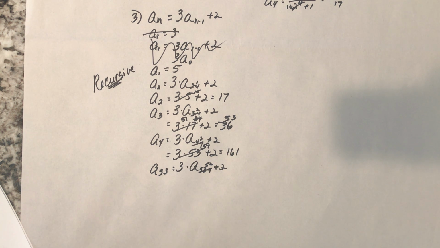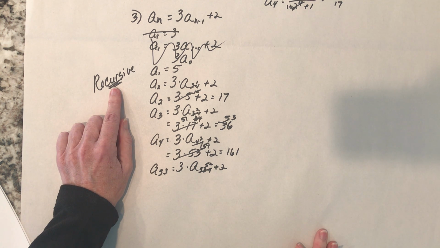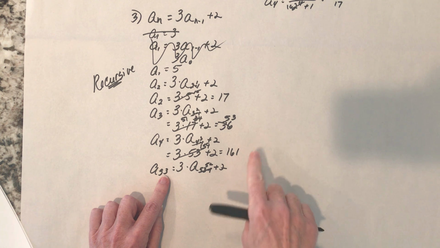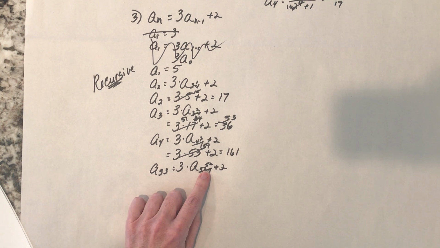The best description of the difference between a closed formula and a recursive formula that I found, I just love this. If you are stuck with a recursive formula, that is like having to climb the stairs. In order to get to the 53rd floor, you've got to climb from the first floor to the second, to the third, to the fourth, to the fifth, all the way up to the 52nd, so you can use that number, and then to the 53rd.